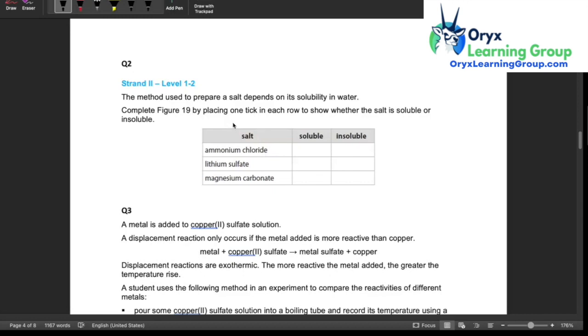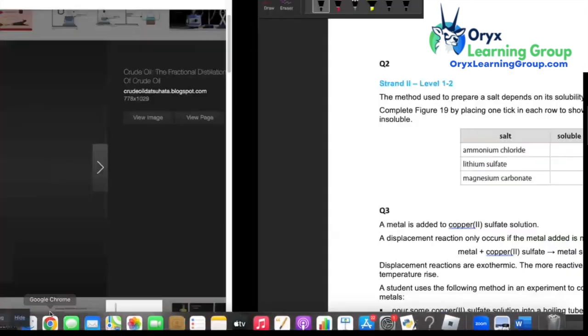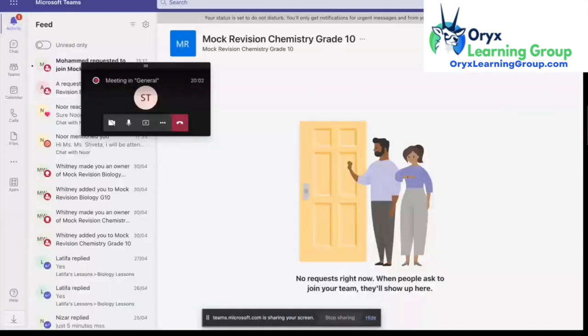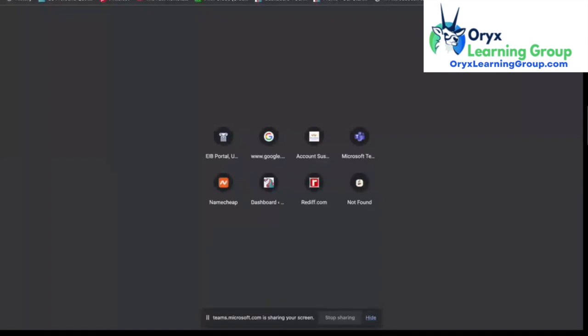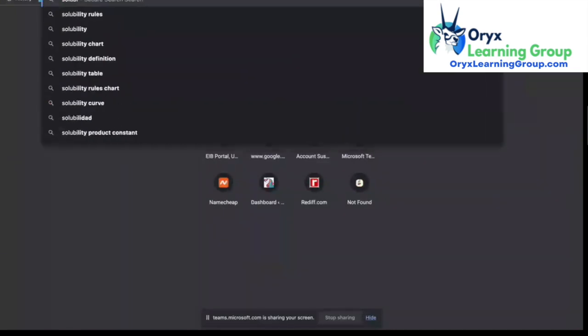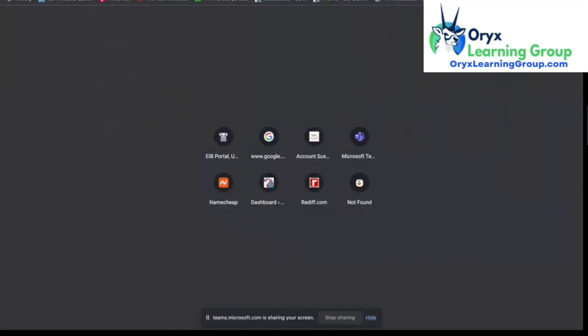You can look at the chart. Do you have the chart with you or no? Okay, let me open the solubility chart. Oh, you're looking at it? Okay, yeah. So I can open the solubility chart and then we can quickly go through that.